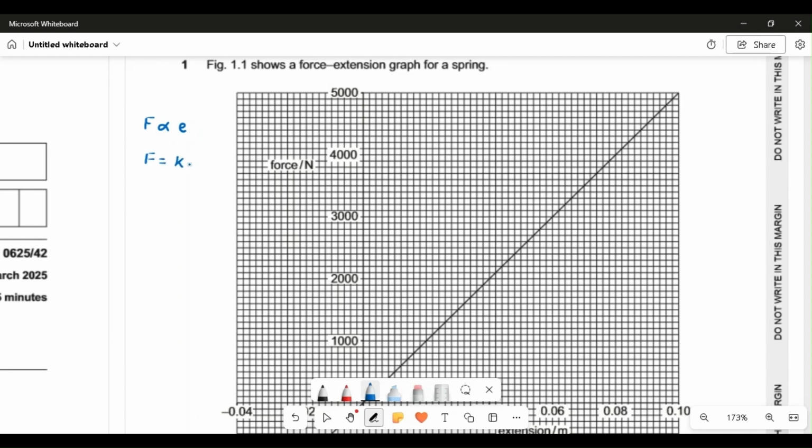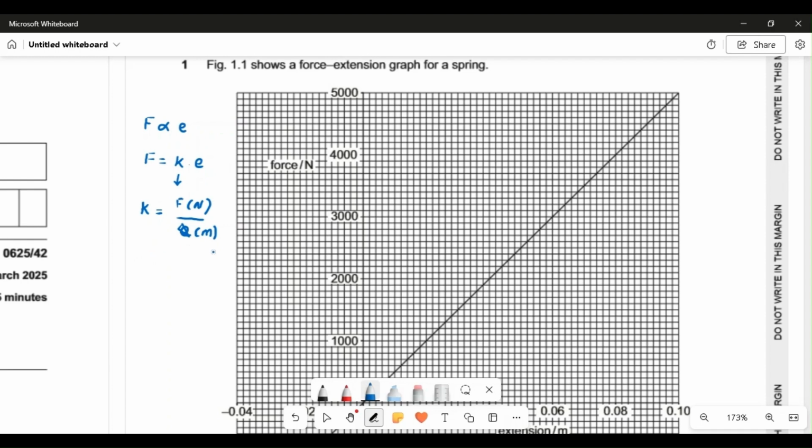K times extension. Here we need to remember one more thing, that K is the proportionality constant, and this is called the spring constant. Spring constant K is equal to load, or we can say force in newtons, divided by extension in meters. So we can say that K is F over E in Newton per meter.